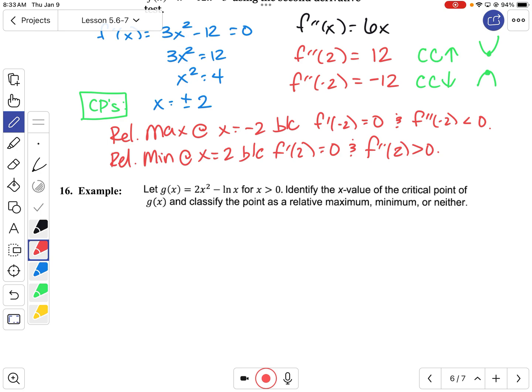All right, let's look at this one. All right, so it says let g of x equal 2x squared minus ln of x for x greater than or equal to 0. Identify the x value of the critical point of g of x and classify that point as a relative maximum, minimum, or neither. Okay. Play with that for a second.